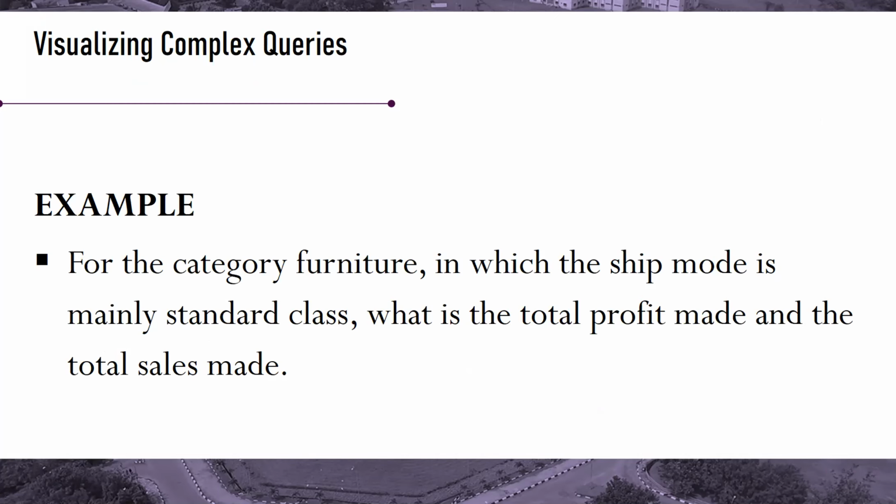For example, you have a problem that says for the furniture category, maybe in a particular business problem that you are dealing with, in which ship mode is mainly standard class, what is total profit made and total sales made, and everything is just lumped up together. How do you go about it? You break it down and you take it one after the other, and then you start solving them.